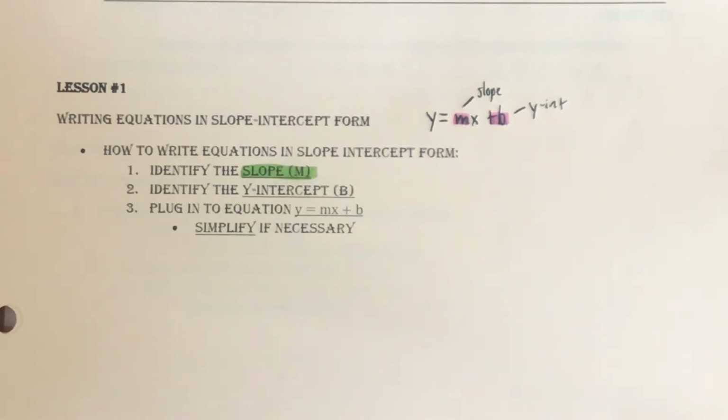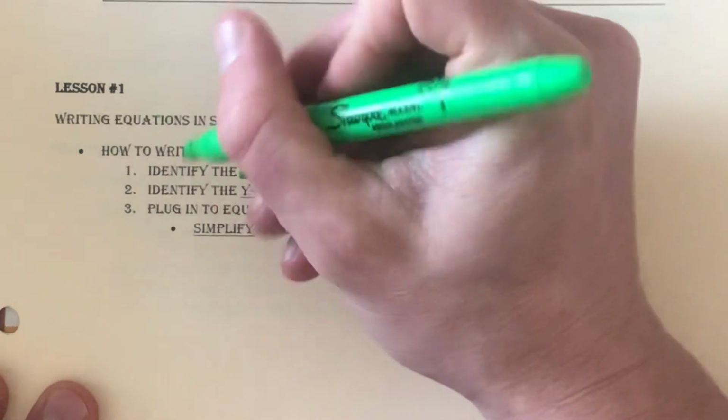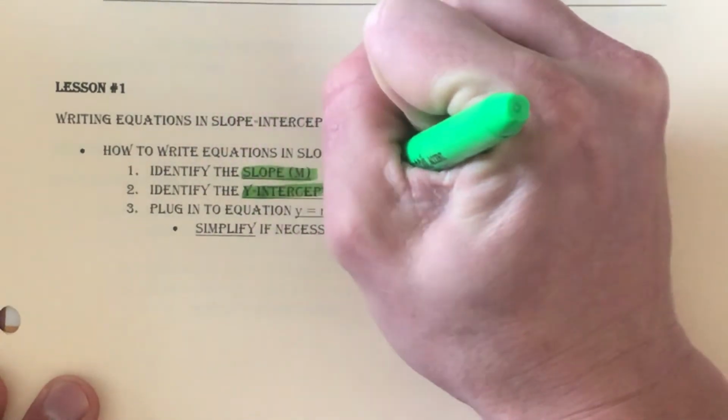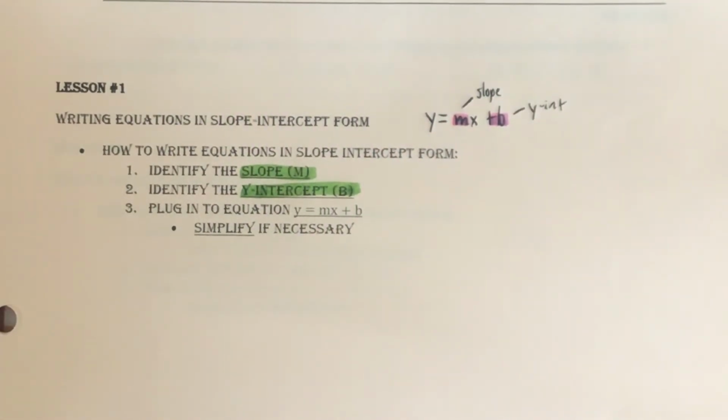The second thing we need to do is identify the y-intercept. Now again, this is something they might just give to you. It might be something that we have to look at the graph and figure out where does it cross the y-axis. So there might be some stuff involved in that.